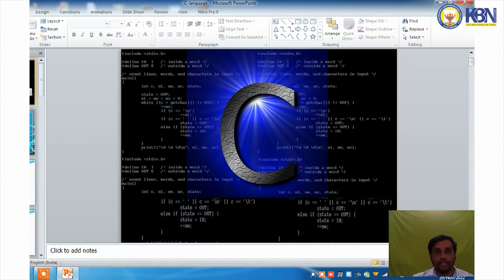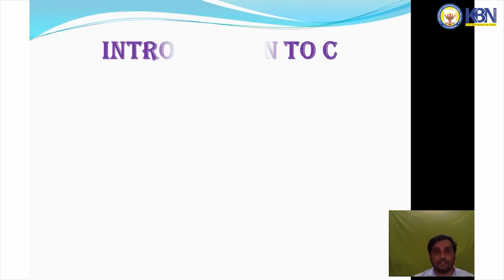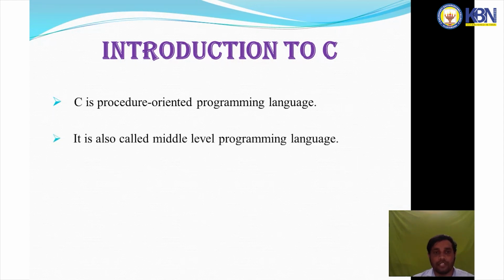So, my topic is C language. What is the introduction of the C language? C is a procedure-oriented programming language. What is meant by procedure? It is a step-by-step programming language. The next one is that it is a middle-level programming language.